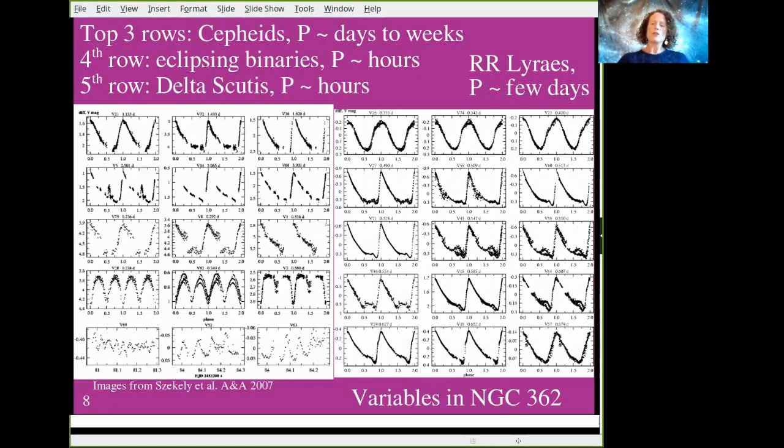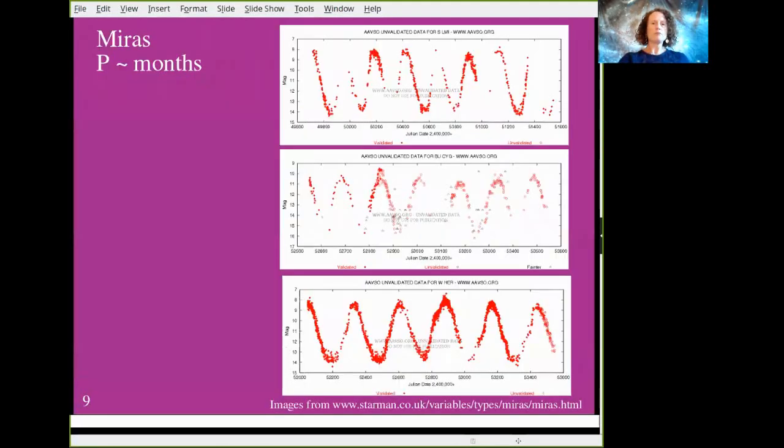Now I want to show you one more type of periodic variable star here. And these are Miras. Mira variable stars are named after the star Mira, which is the prototype for this type. And they have periods in terms of months. And so these are very long-term variable stars.